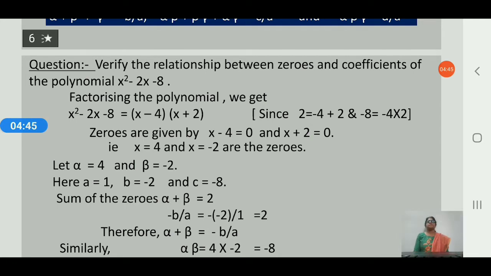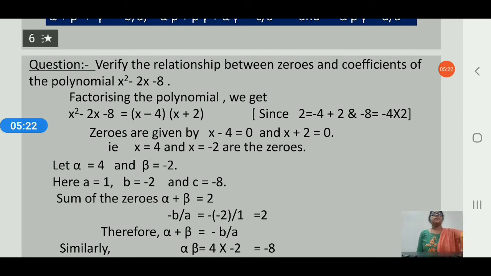That is, the sum of zeros alpha plus beta is equal to 2. Using the coefficient method, minus b by a is equal to negative of negative 2 by 1, which is equal to 2. Here we proved alpha plus beta is equal to negative b by a. That is, in the usual method, alpha plus beta we got 2, and in the coefficient method negative b by a is also 2. Hence we conclude that alpha plus beta is equal to negative b by a.